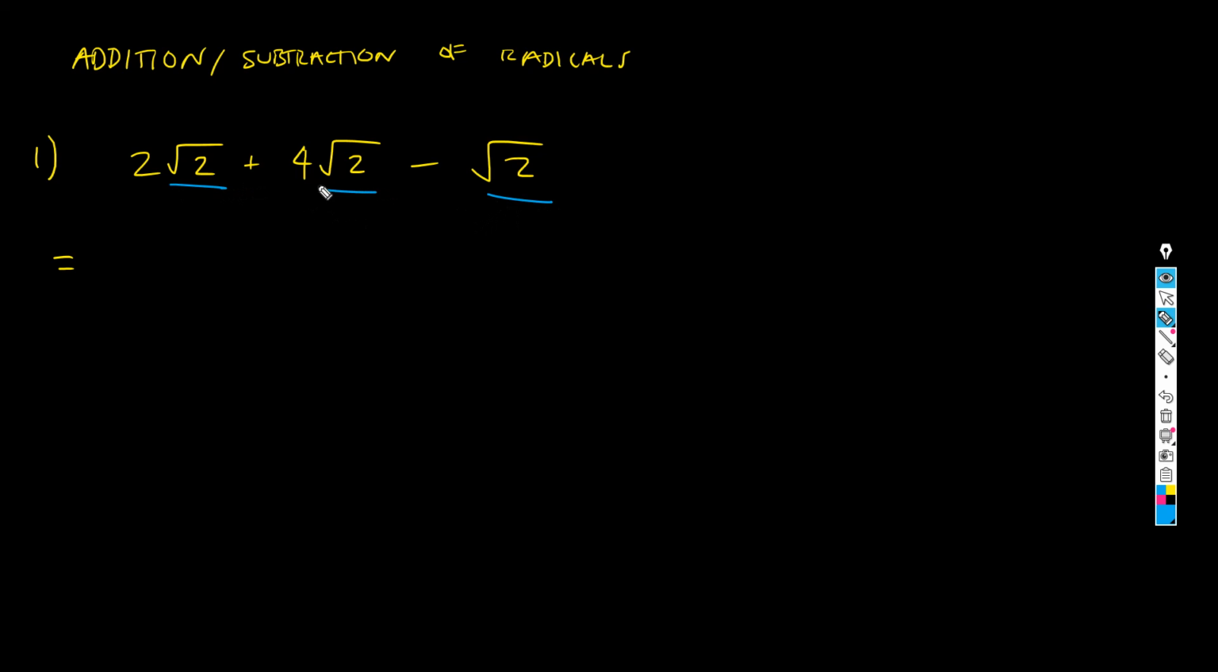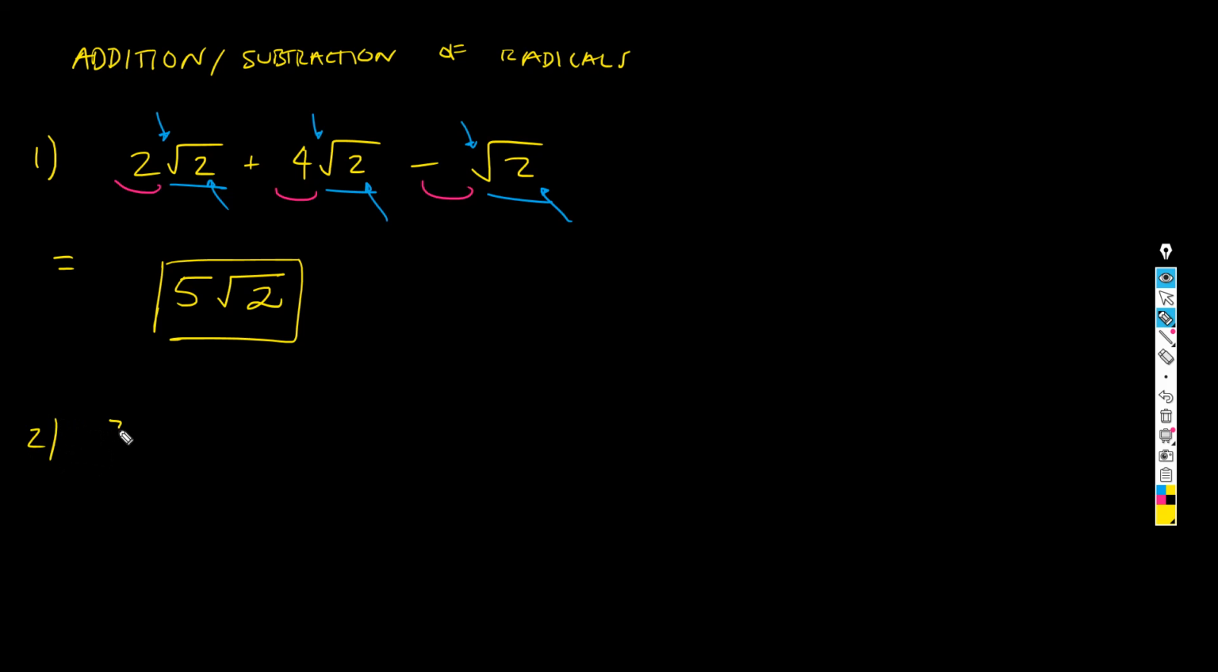Pay attention to the root: do we have the same index in all the roots and the same radicand? If the answer is yes, then we can simplify like I just did the x's over here a moment ago. Okay, I'm just gonna have to add or subtract the coefficients. So my coefficient here is 2, my coefficient here is 4, and my coefficient here is -1. So I just add them. 2 plus 4 is 6, minus 1 is 5 times the square root of 2, and this will be the solution.